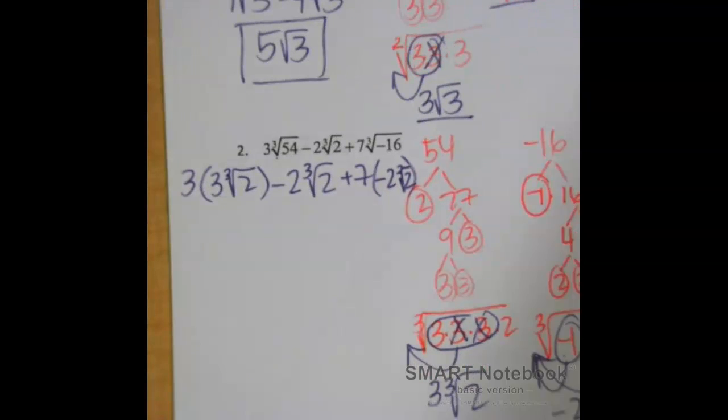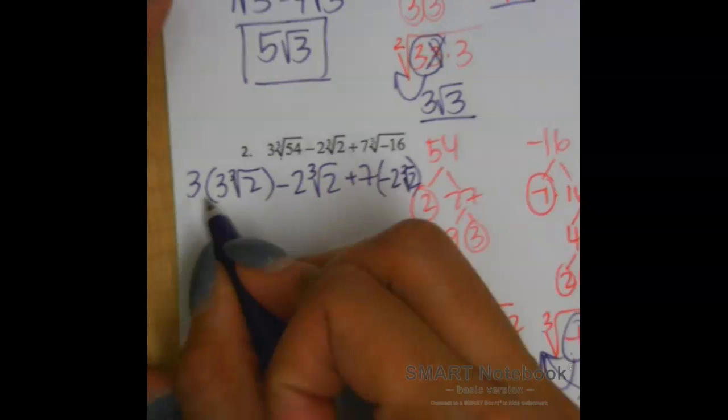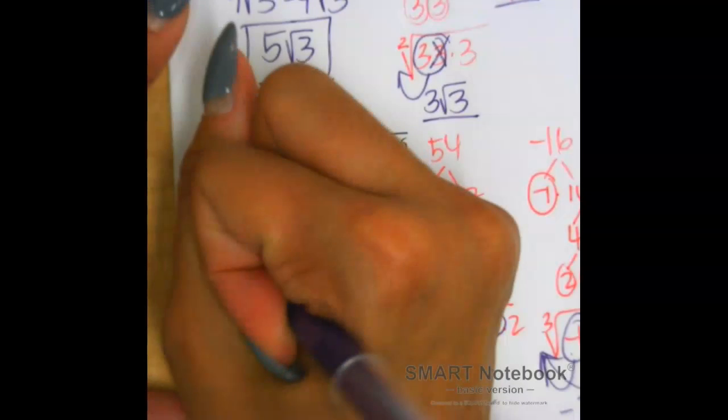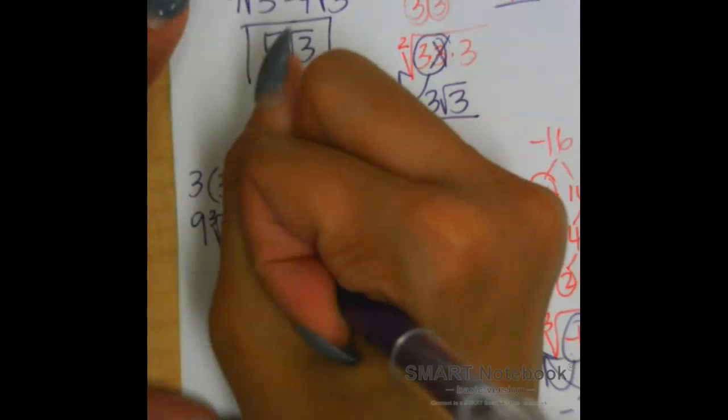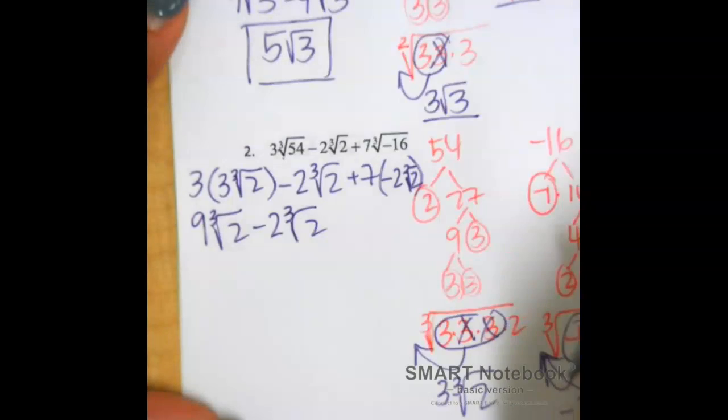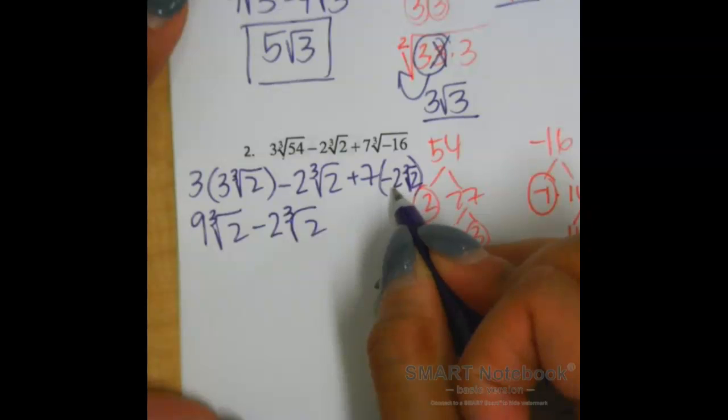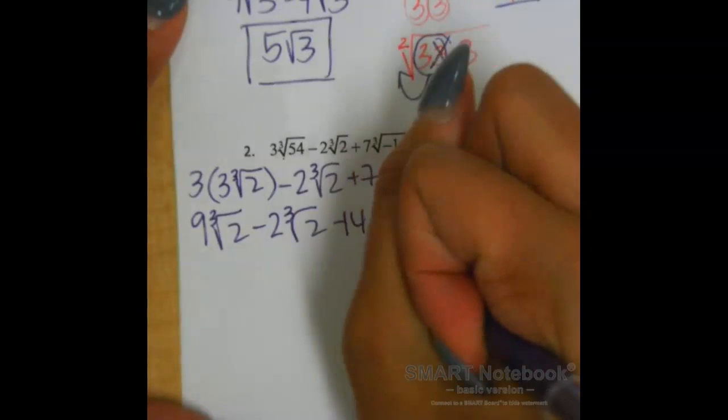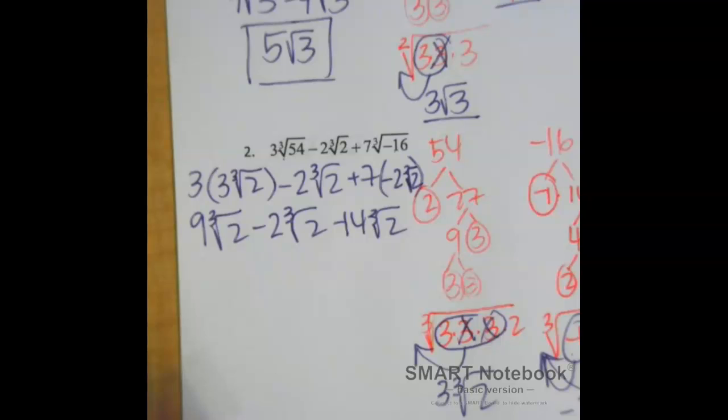So from here, we're just going to simplify just like Itzia told us a second ago. So we're going to multiply 3 times 3, which is 9 cube root of 2, minus 2 cube root of 2, and then 7 times 2 is going to give you negative 14 cube root of 2. Jenny, what can I do from here?